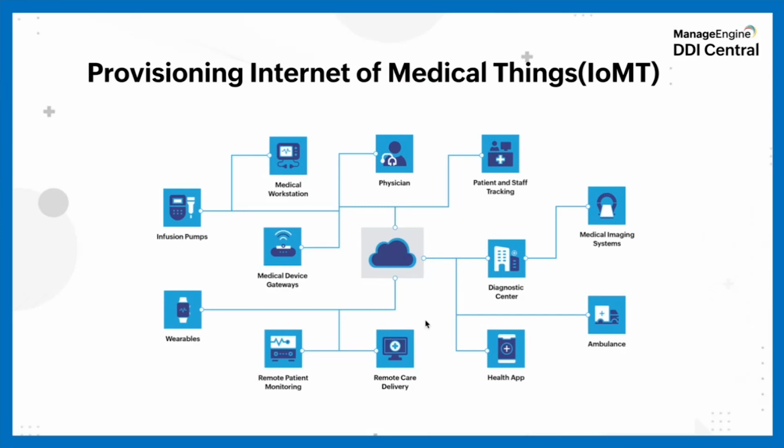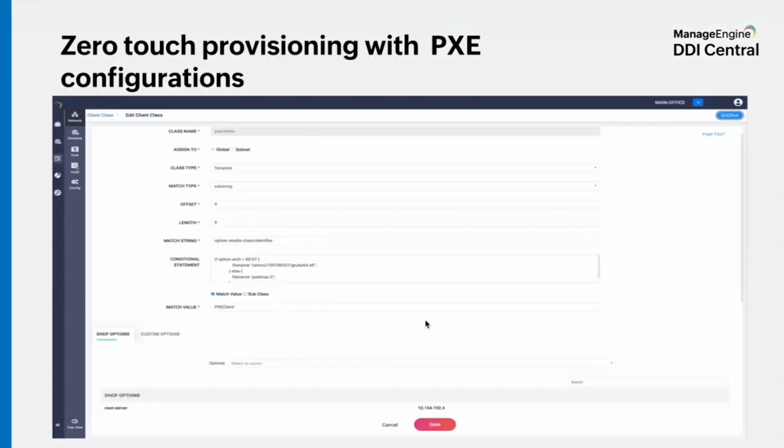To address this, we train the DHCP server to extract the device details, recognize these devices using DHCP fingerprinting policies, and apply custom policies without isolating these devices from the network. To achieve zero-touch provisioning of IoMT devices, we incorporate PXE or pre-boot execution environment configurations. With PXE configurations, the DHCP server does all the heavy lifting in provisioning boot files, configuration files, or other supplementary files as soon as an IoMT device connects to the network.